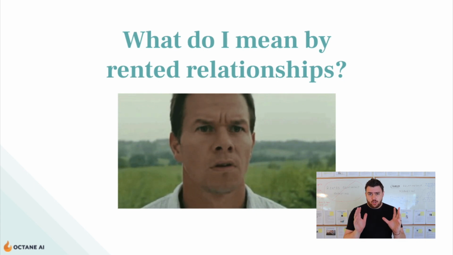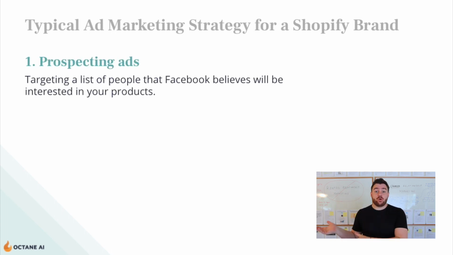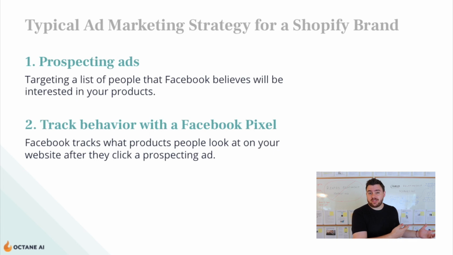So, okay, you probably do this, and this is the typical ad marketing strategy for a Shopify brand. You run ads on Facebook, for example, and one set of ads you will run are called prospecting ads. These are ads where you are targeting a list of people or a group of people on Facebook that Facebook believes are probably going to be interested in the type of product that you're selling. When people see these ads, they click them and they come to your website, and then Facebook tracks what pages and what products they look at on your website through the Facebook pixel, which is a little bit of code that you've installed on your store.